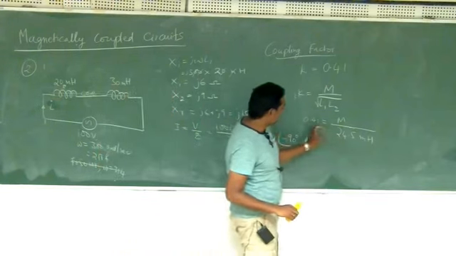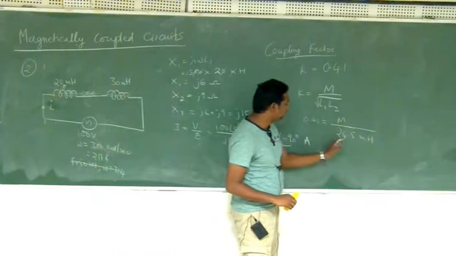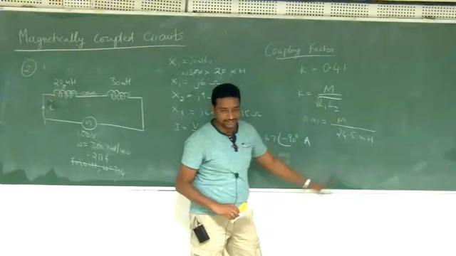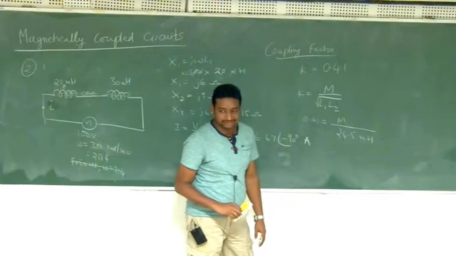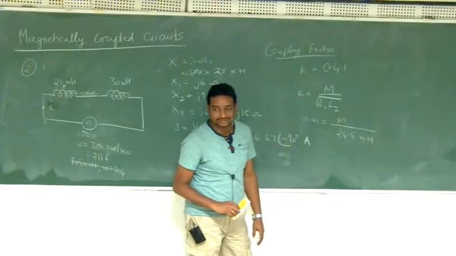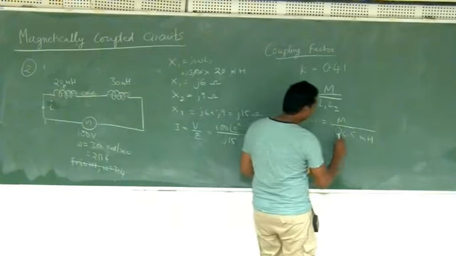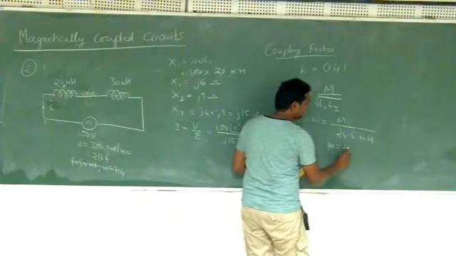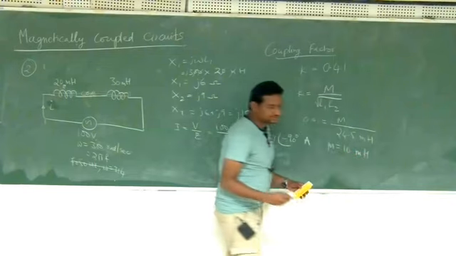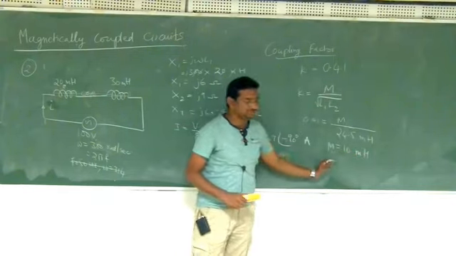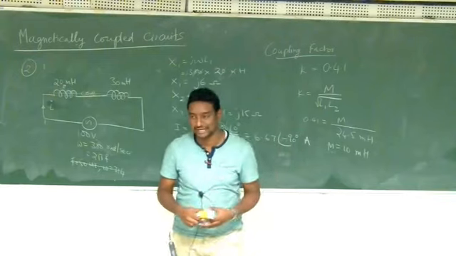Now this one you multiply with 0.41, how much do you get? 24.5 into 0.41. How much? 10? So you get M equal to 10 millihenries. I just chose the value of K such that it is an easier number for calculations.